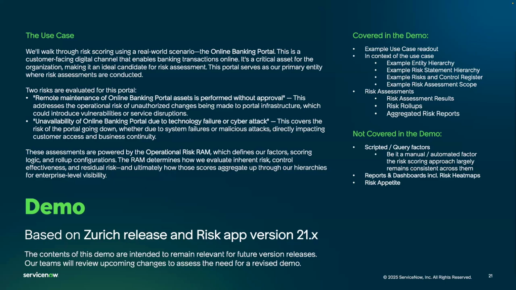What we'll cover in this demo is I'll walk through the example use case setup, including the entity hierarchy, risk statements hierarchy, risks and control registers, and assessment scope. Then we'll step through risk assessments, review the assessment results, and see how scores roll up. Finally, we'll look at the aggregated risk reports that bring it all together.